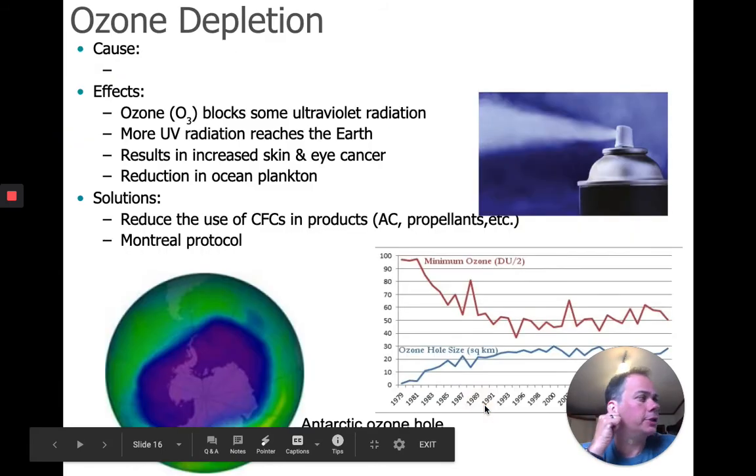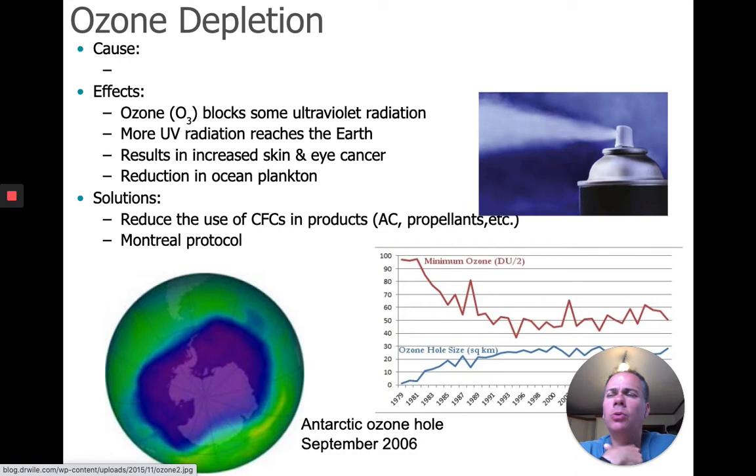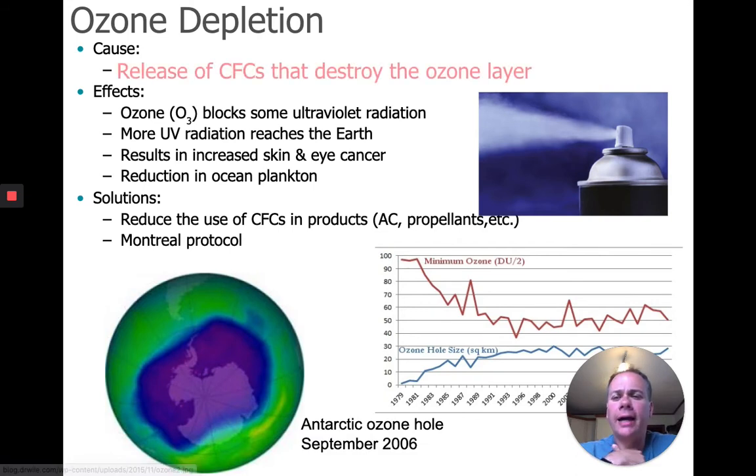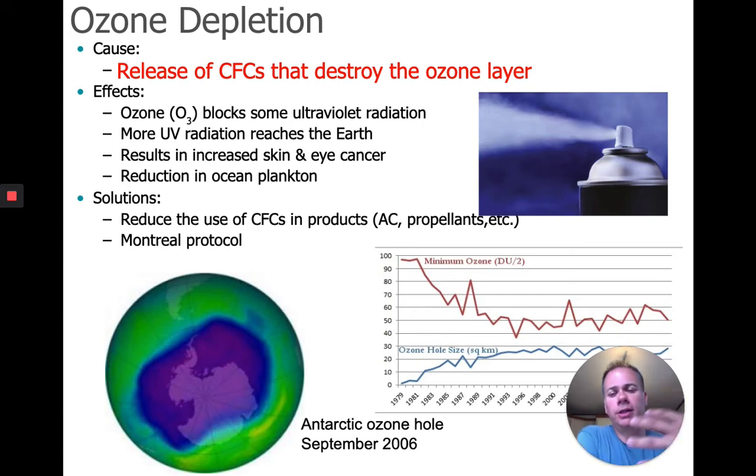Ozone depletion is another important environmental issue. The ozone layer is a layer very, very high in the atmosphere that protects us from ultraviolet radiation. You know that the sun releases ultraviolet radiation, which is harmful and can have harmful effects on living organisms.